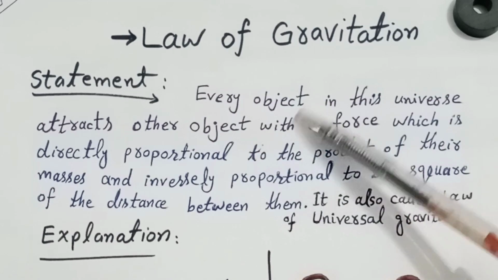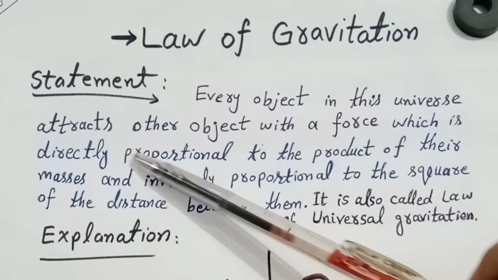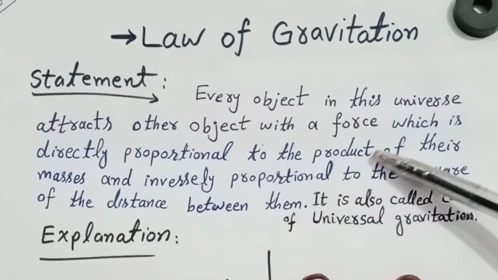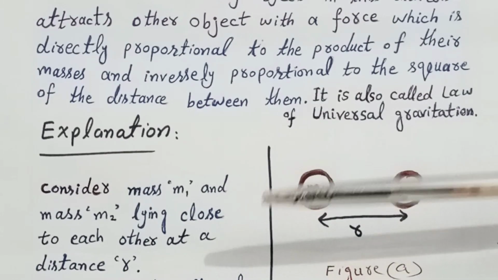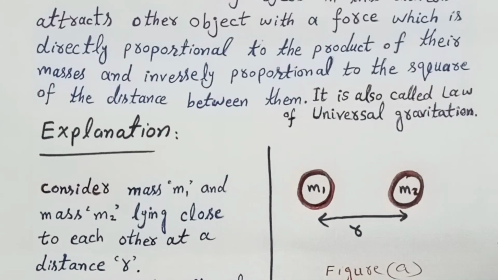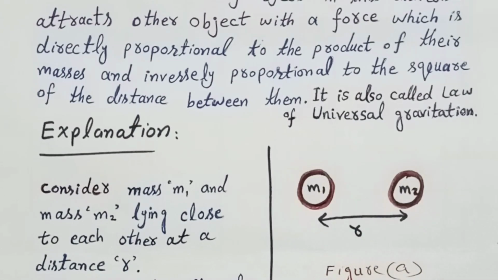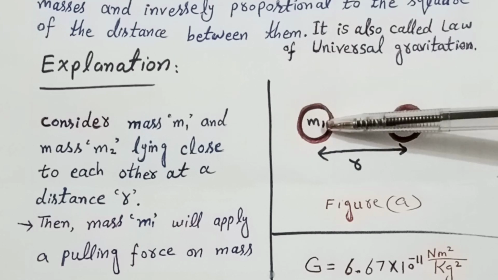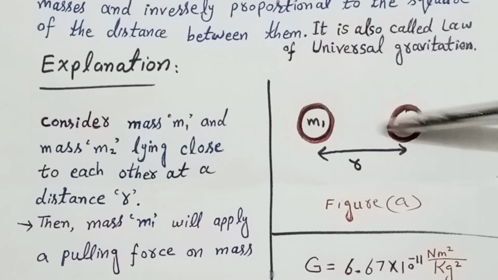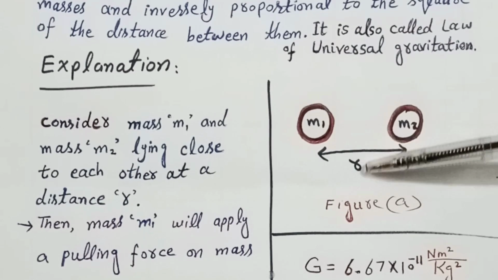This law says that in this universe, every object, every body, every material, every mass attracts other objects, other material, other mass with a force, which is called gravitational force. Here, consider two masses. One is m1, other is m2. Now they are close to each other. They will apply a pulling force on each other.